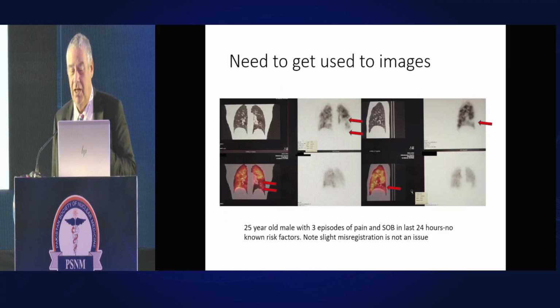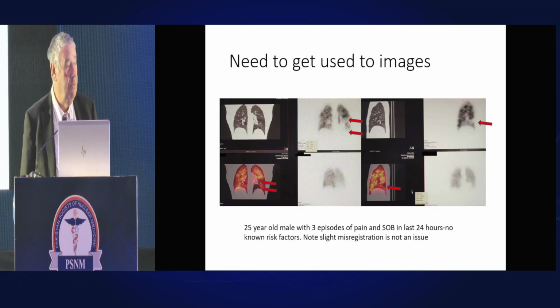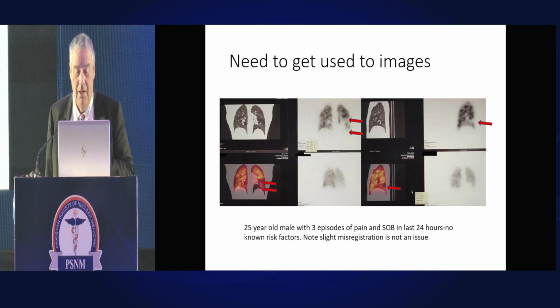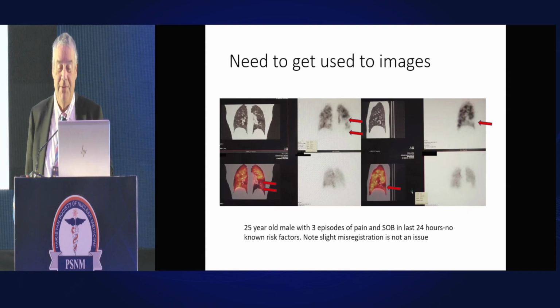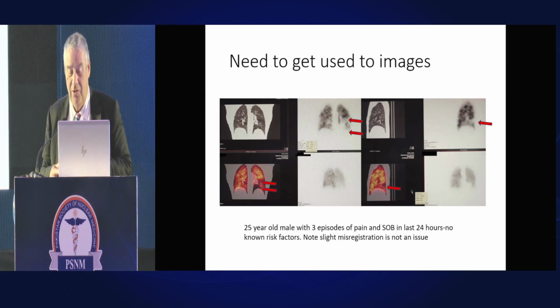Now, not on this one because I'm just showing you the registered image, but when we start to use these images in reality, and this is a patient from Cambridge from just a few weeks ago, and here you are, you have a 25-year-old male, 3 episodes of pain and shortness of breath, no family history, no other history of anything else, just literally came into the emergency department feeling short of breath. And that was for 24 hours.